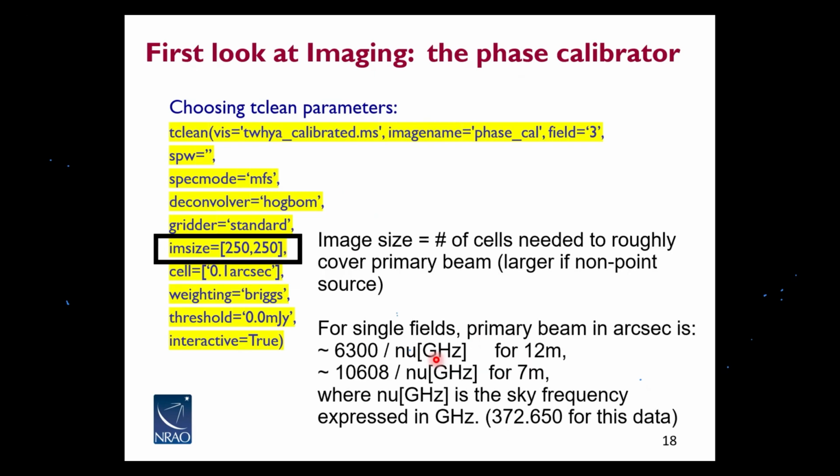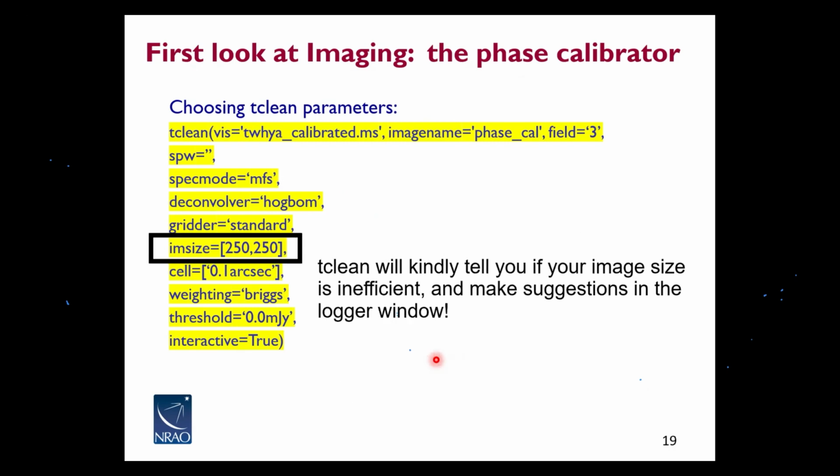And you also need to set an image size for this. You don't have to worry too much about this, because if the image size you set is not enough to sample your primary beam, then CASA will pop out a warning saying that the image size is not sufficient. So you can try until the warning goes away. That means the number you're setting is reasonable. So here tclean will kindly tell you if your image size is sufficient or not.